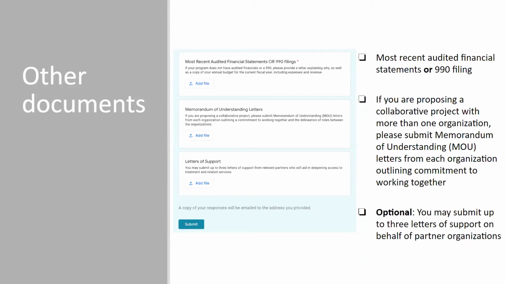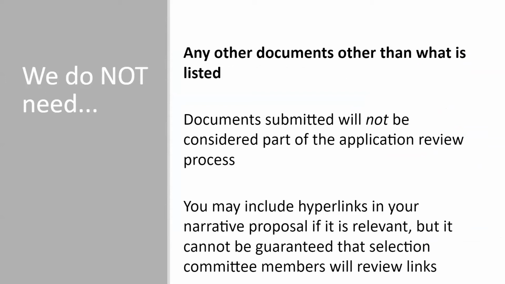And then finally, this last piece is totally optional: letters of support. You can submit up to 3 letters of support on behalf of your organization. Then you'll just hit submit, and all responses will be emailed to you as a confirmation that your application has been received. Okay, so what do we not need? Any other document that is not on this list. That's pretty easy. Please note that if you do submit other documents, they will not be considered as a part of the application review process. You can include hyperlinks in your narrative proposal if it's relevant, but we cannot guarantee that the selection committees will review the links that you provide.